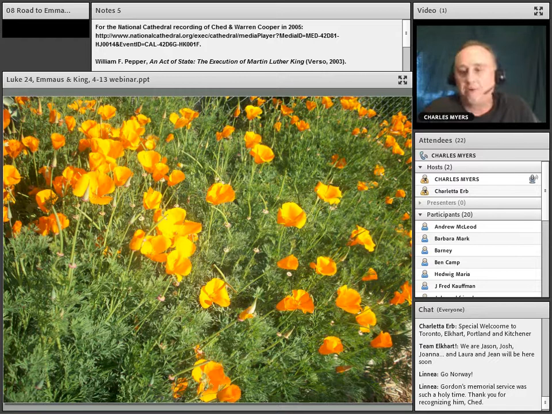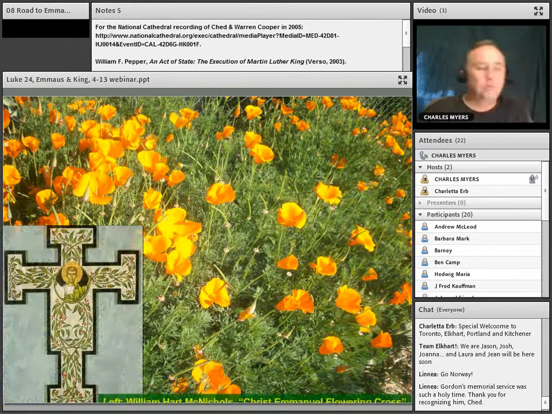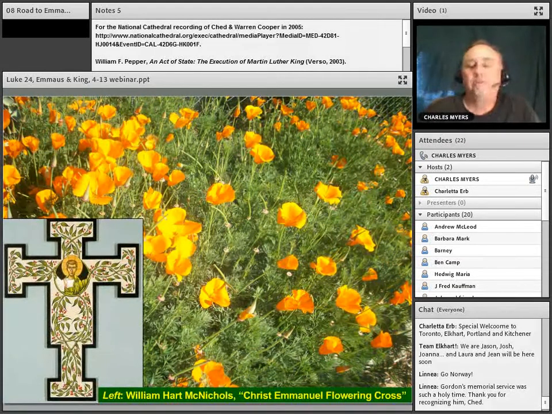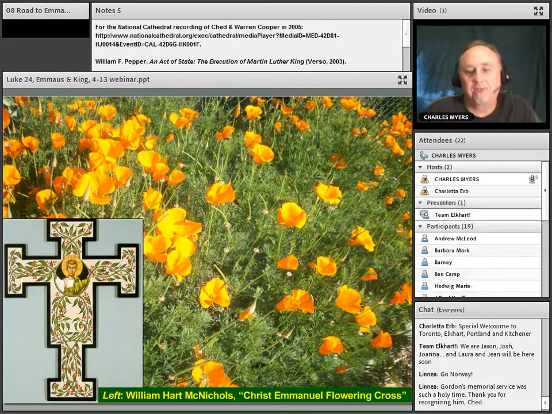Here's a picture of the California golden poppies that are exploding just outside our office in our yard. A correlation between all of that surging life and the story of Christ's resurrection. Some of our liturgies actually celebrate this synergy. For example, the beautiful Celtic tradition of the flowering cross. Folks in Toronto, I know some of you celebrated this in your liturgies. Or for that matter, the more pagan Easter egg hunt.